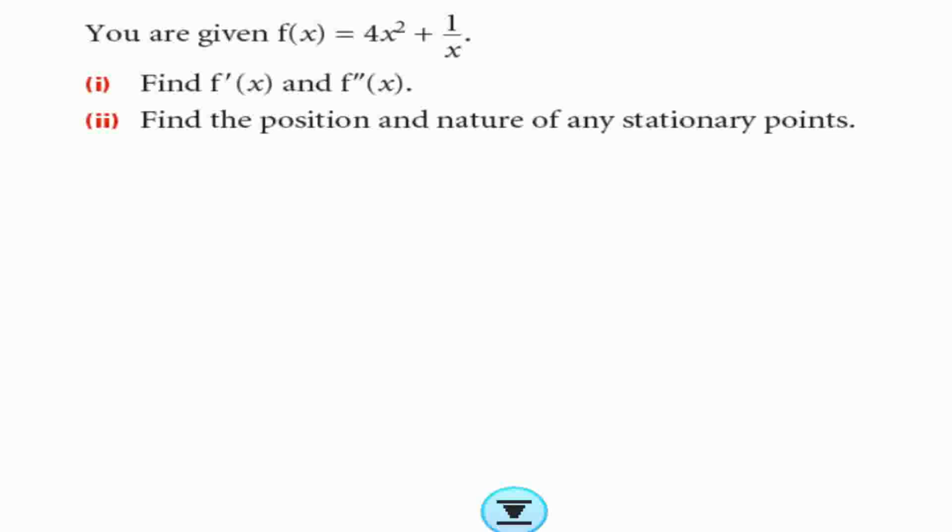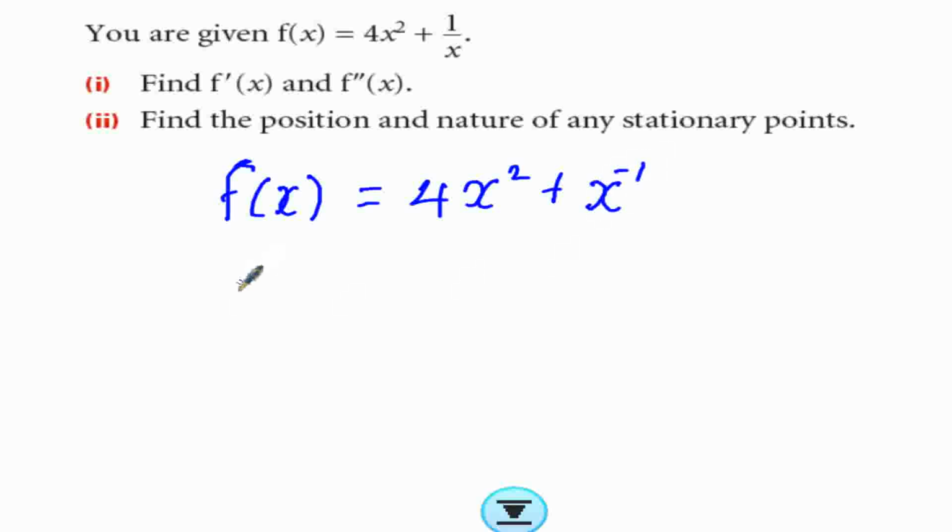So we're going to start with finding the first derivative, from which we shall get the second derivative. Our function is f(x) equals 4x squared plus 1 over x, which we can write as x power negative 1 for simplicity when we are differentiating.